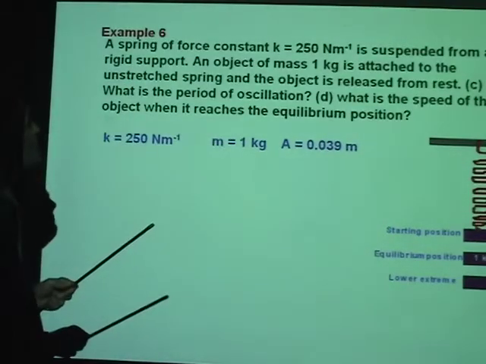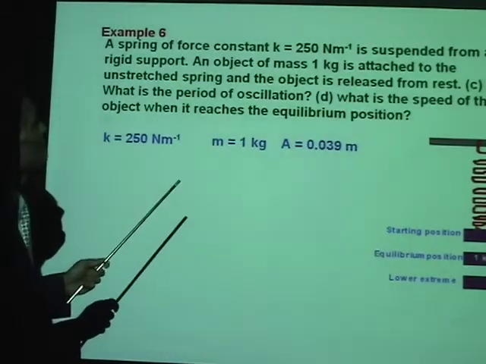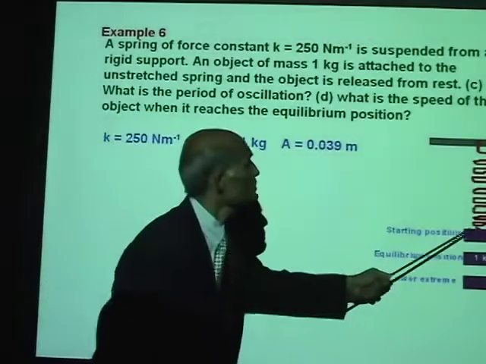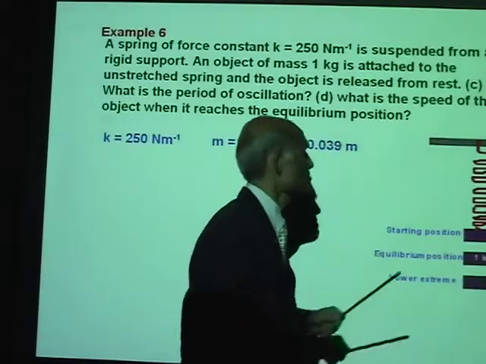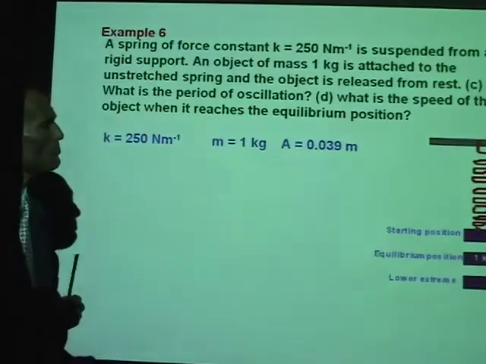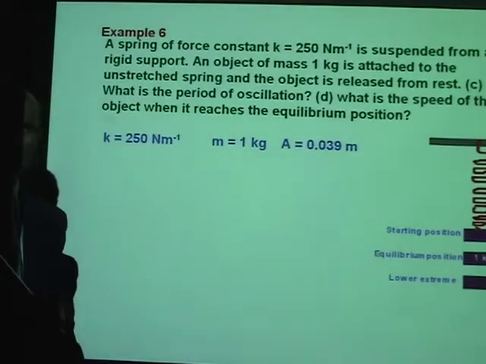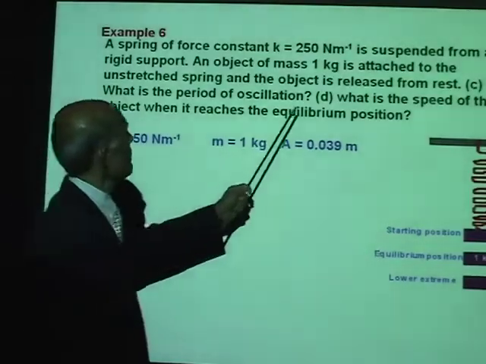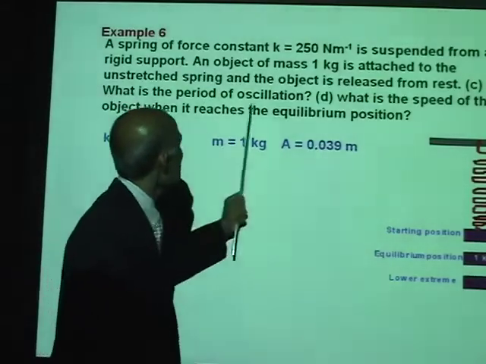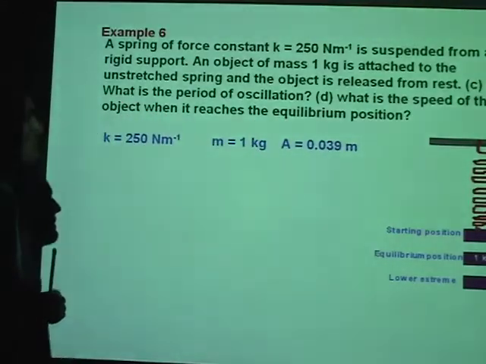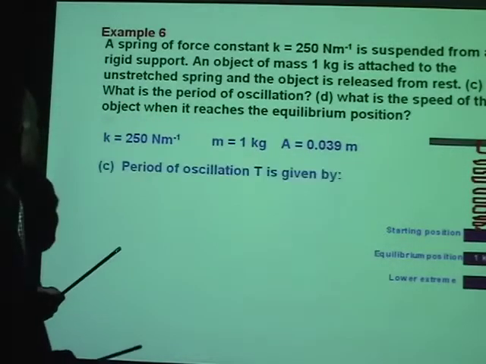Let's look at more of this. We found the distance it will travel will be 0.039 plus 0.039. That will be 0.078. Is that right? Okay. What is the B part? We did that one, I think. C part: what is the period of oscillation?